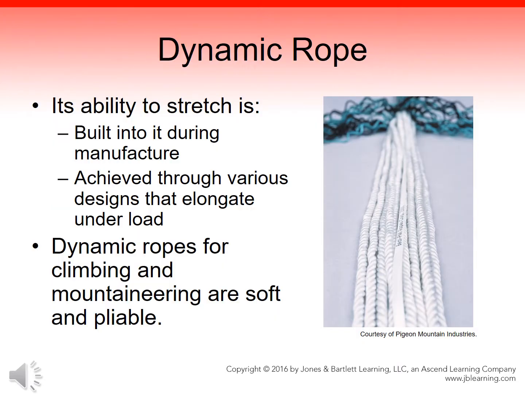Dynamic rope. Its ability to stretch is built into it during the manufacturing process. It's achieved through various designs that elongate under a load. Dynamic ropes for climbing and mountaineering are soft and pliable. As you can see from this photo of dynamic Kernmantle rope, the core fibers have a twist that when loaded will elongate up to 60%. This elongation helps to absorb forces on the climber, the hardware, and the anchors in the event of a fall.